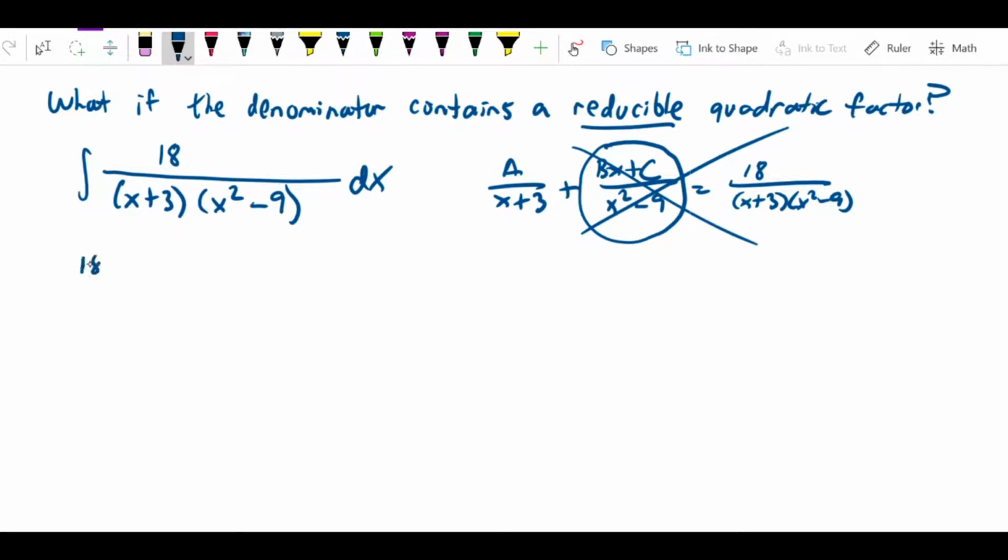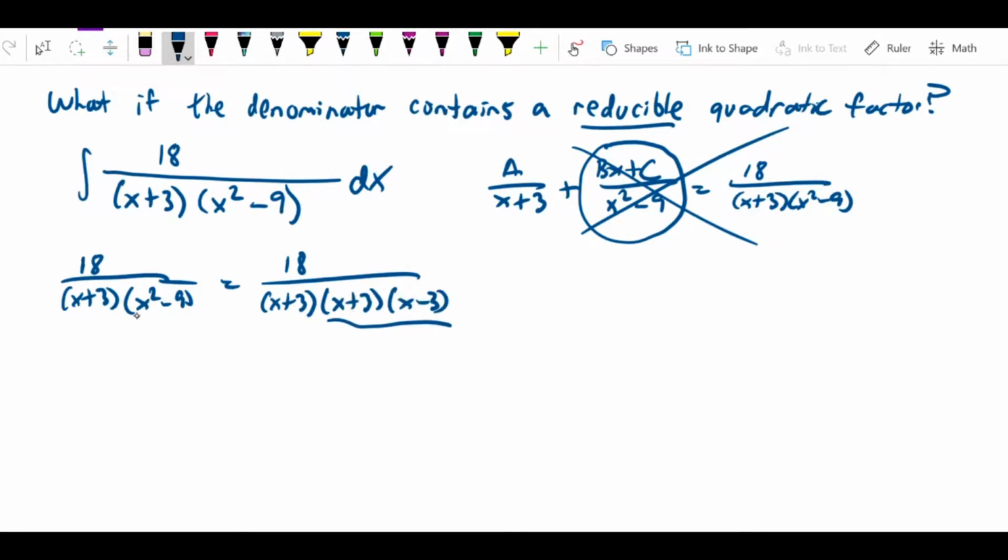In reality, 18 over x plus 3 x squared minus 9 is actually equal to 18 over (x plus 3)(x minus 3), because this is the factoring of that expression. So this is actually equal to 18 over (x plus 3) squared times (x minus 3). The interesting thing is it looked like we had one linear factor and one quadratic factor. What we actually have is a repeated linear factor and then a non-repeated linear factor.